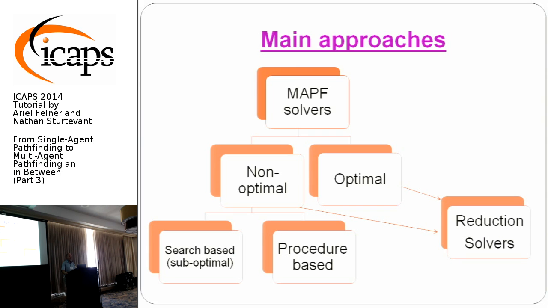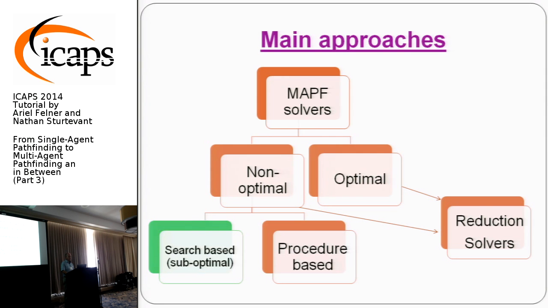Naturally, we have non-optimal solvers and we have optimal solvers. Non-optimal solvers you can divide into search-based suboptimal solvers and procedure-based suboptimal solvers. And there is a new direction which is attracting more and more researchers, what I call reduction solvers, where they take multi-agent pathfinding and reduce it to SAT or to other formalisms. These work for both non-optimal and optimal solvers. I would like to cover each of them very fast.